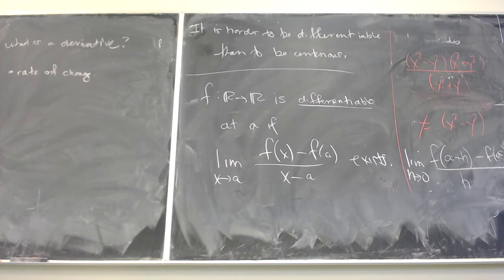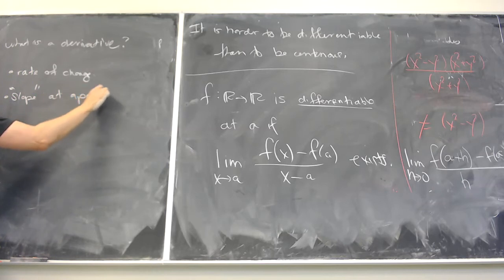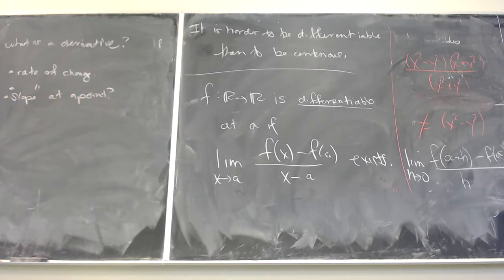Slope at a point. Okay, slope. What you guys just said is the same thing basically. So slope at a point. What does that mean? Slope of what? Slope of a tangent line at a point. Okay, so slope of a tangent line. Of course, what is a tangent line? A line that's perpendicular to that point. Where that point's going.